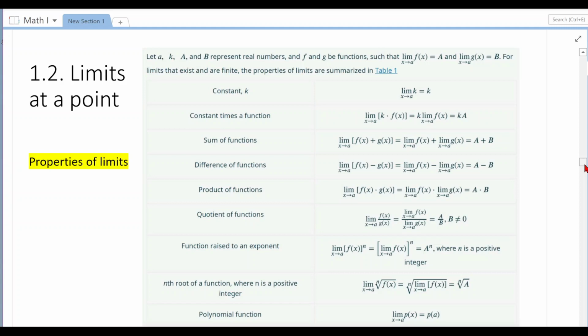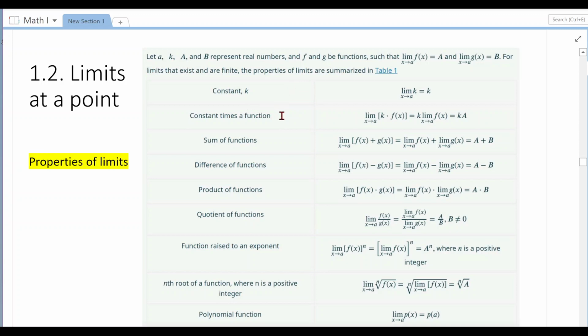Okay, let's go through a couple of examples of limits at a point. Before we do that, let's have a look at some properties of limits as shown in this table. For example, what is the limit of a constant? The limit of a constant k as x approaches a value of a is the constant itself, k itself.